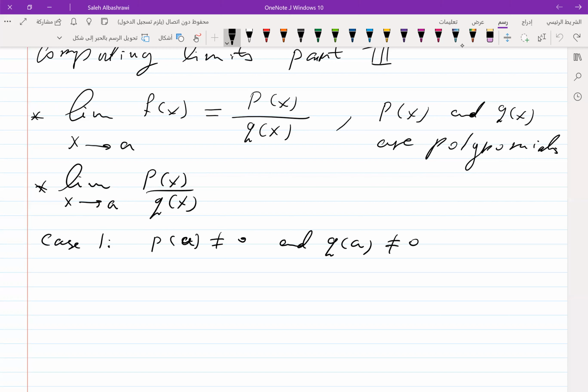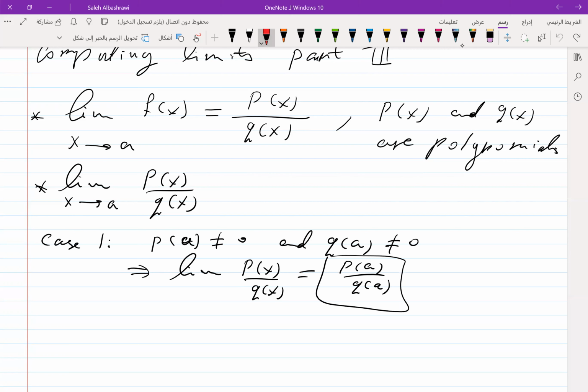Now, p of a and q of a can attain different types of values. The first case, p of a is not equal to 0 and q of a is not equal to 0. In this case, the limit of p of x divided by q of x is simply p of a divided by q of a. So this is the first case, where the numerator and denominator are not equal to 0.